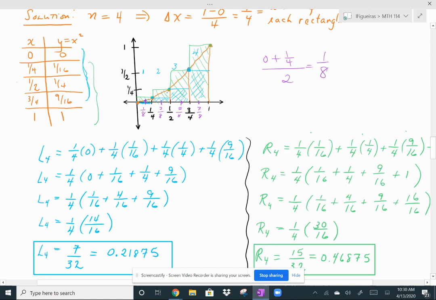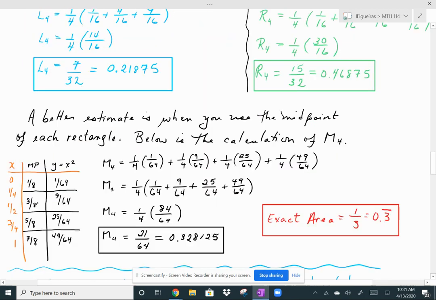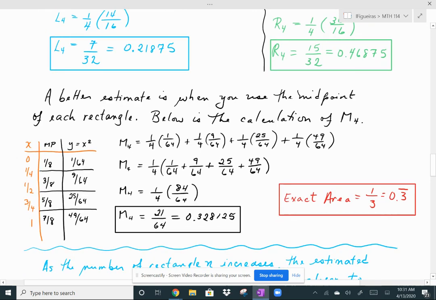here, indicated in purple. Okay, so that means I need another table in order to compute the function values at the midpoint. So that's here below. Remember, these were our original numbers. These are the midpoints that I just wrote on the graph. The heights, or the y values, are here. So that's the midpoint squared. So that's 1 over 64, 9 over 64, 25 over 64, and 49 over 64.